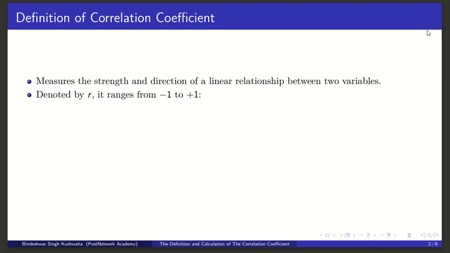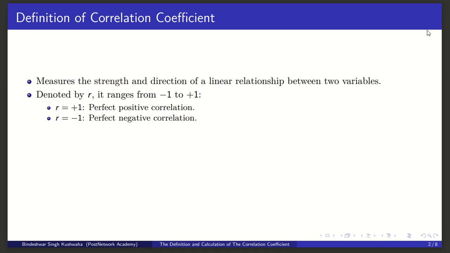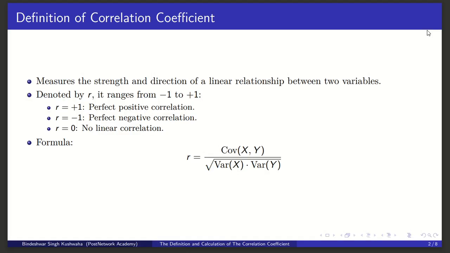Correlation is denoted by R and it ranges from -1 to +1. +1 means perfect positive correlation. -1 means perfect negative correlation. 0 means no linear correlation.